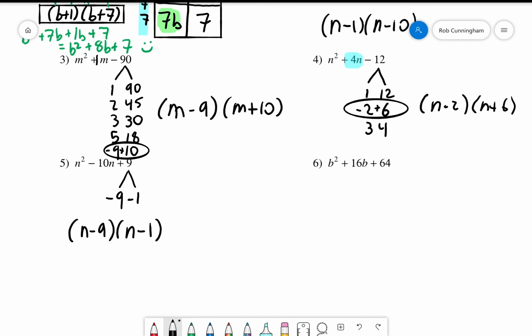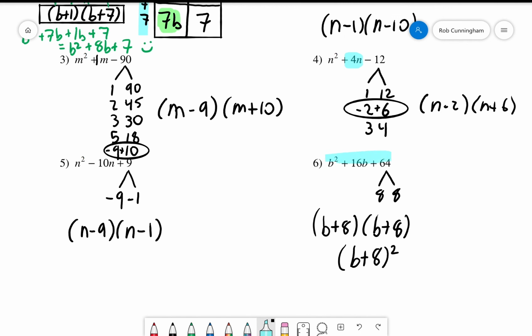Last one. b squared plus 16b plus 64. We need two numbers that multiply to make 64 and add to make 16. I believe the two numbers are 8 and 8. So our final answer is b plus 8 times b plus 8, better known as b plus 8 squared.